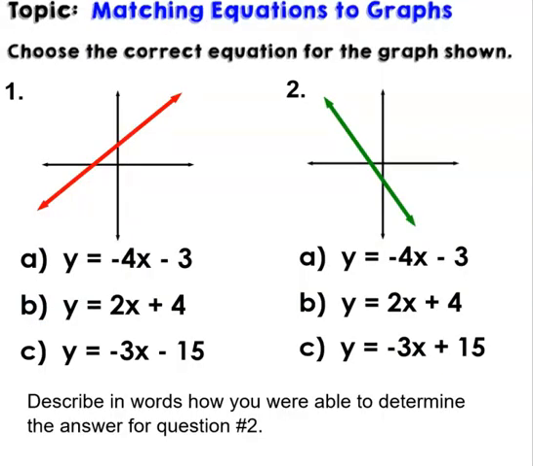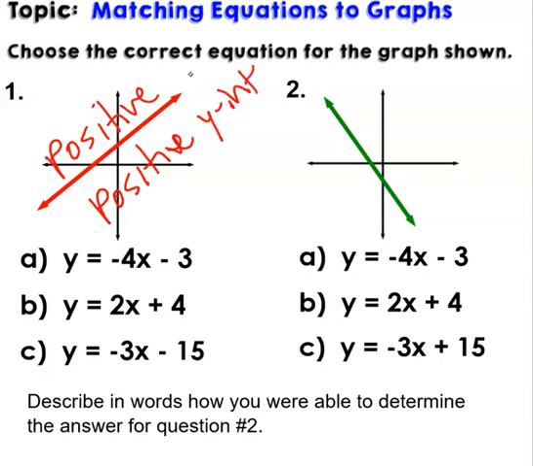Let's look at the red graph on the left-hand side. I see that this graph is going uphill, and I see that this graph has a positive slope. I also see that this graph has a positive y-intercept. Even though I don't know exactly what the numbers are, I know that this graph has a positive slope and that it has a positive y-intercept.